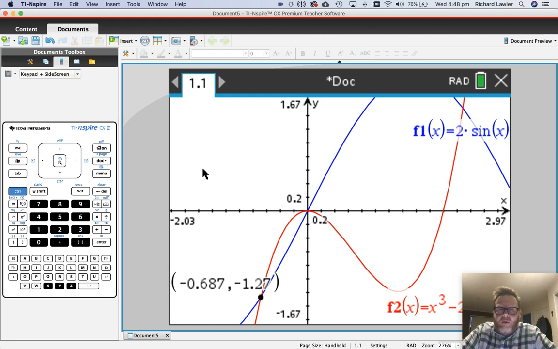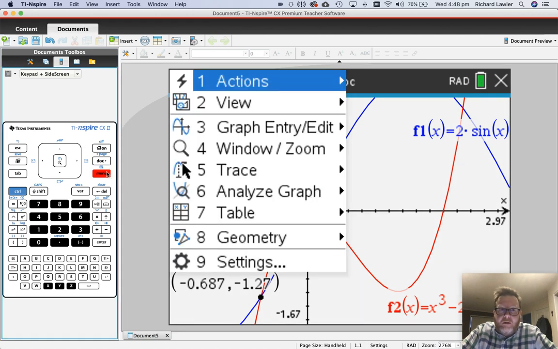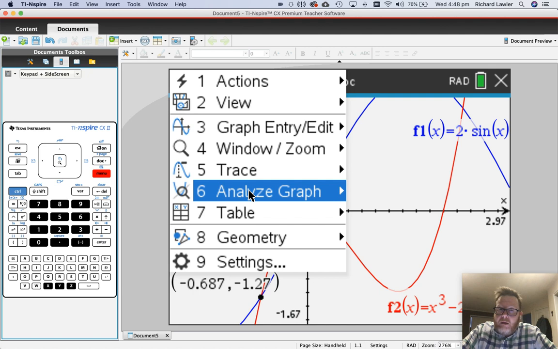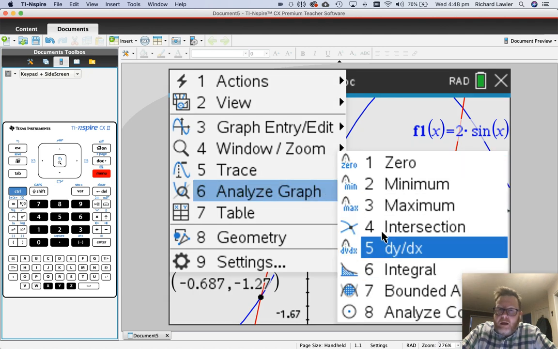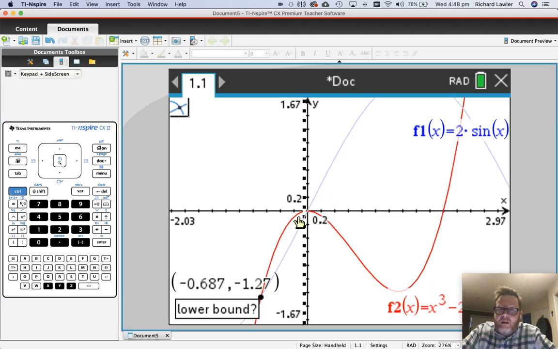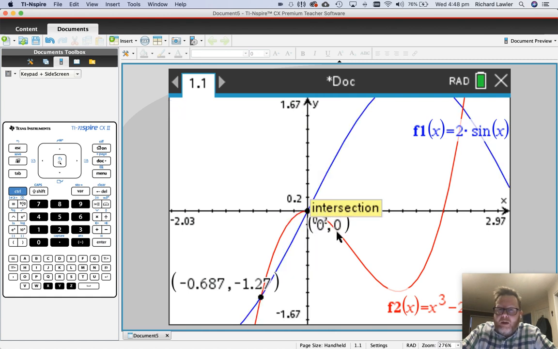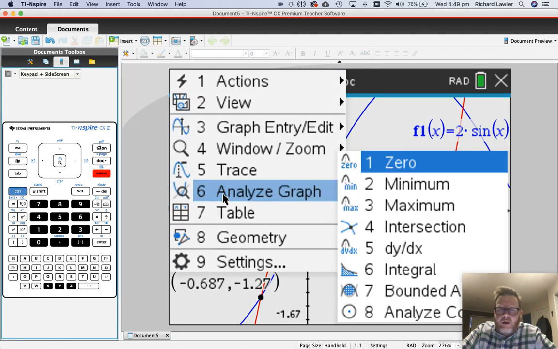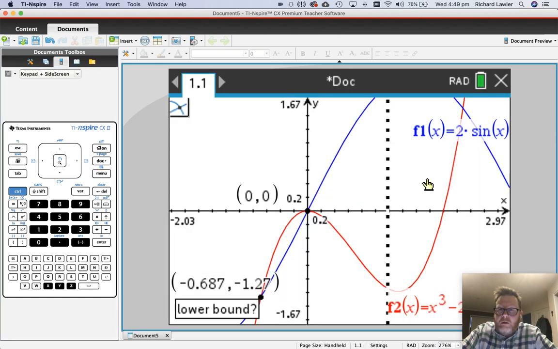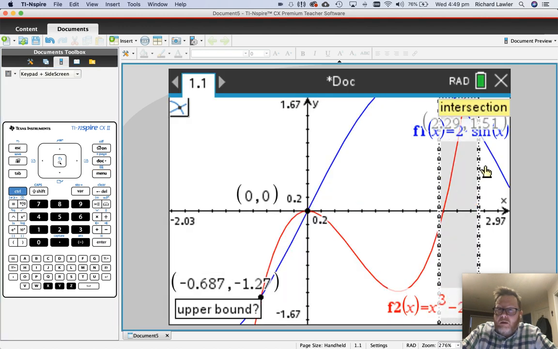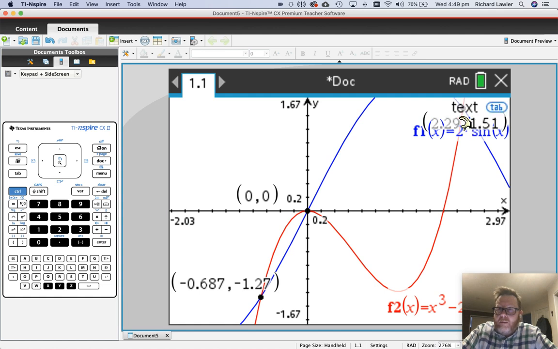Just pop that out of the way there. The second one, for what it's worth, you could do analytically, but either way, it's probably not a bad thing to just make sure that it's not 0.001 or something like that. But no, it is 0, 0, like so. And then the third point of intersection, menu, analyze graph, intersection, is just over here. Grab the text and pop that over here as well.